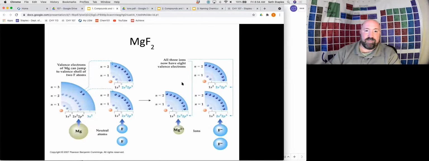So what needs to happen is that magnesium needs to give 1 electron to 1 fluorine. Now this one's full, it doesn't want to take any more, but magnesium still has 1 left over. So it's going to give its electron to another fluorine. Now I've formed a magnesium 2+ ion because it gave away 2 electrons, and I've formed 2 fluorine 1- ions. And so I get MgF2.